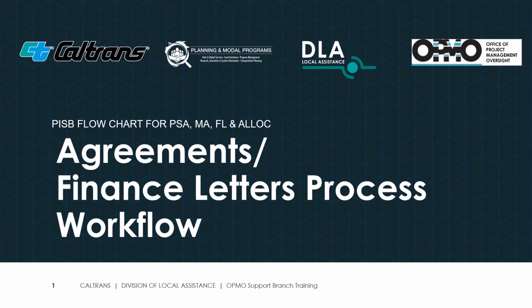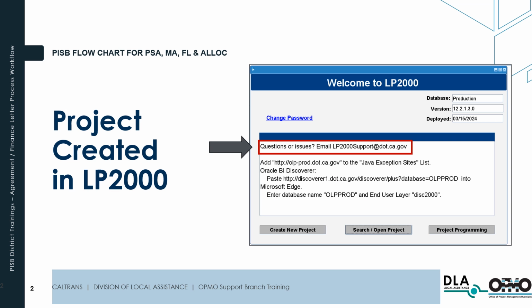Welcome to the detailed overview of the Headquarters Analyst Program Supplement Agreement, PSA, Master Agreement, Finance Letter Process, and Allocation Letter. This flowchart will guide you through the steps involved in managing these agreements and letters for federally authorized or state-allocated projects. The process begins with the identification of whether a project is federally authorized or state-funded. This distinction is crucial as it determines the subsequent steps in our workflow.